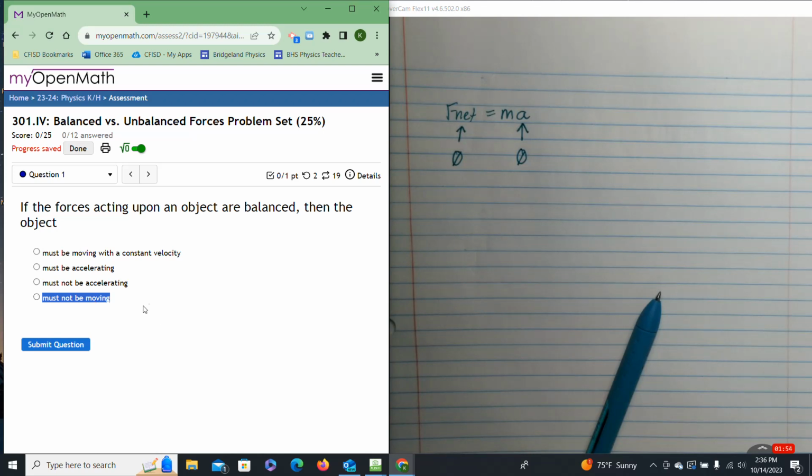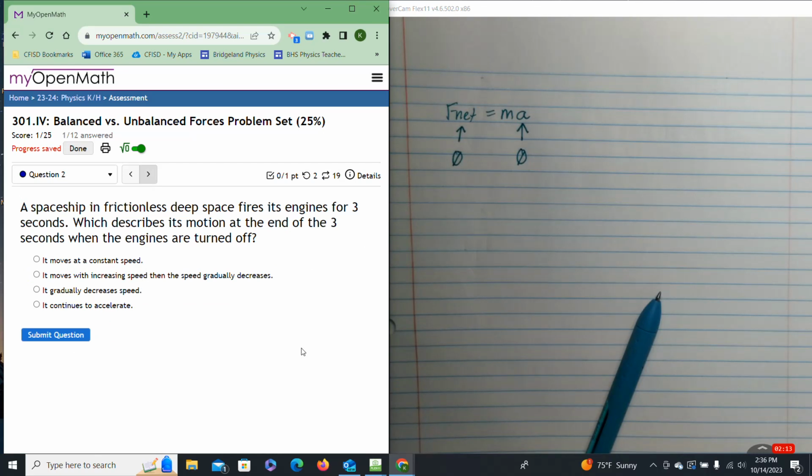The only thing here that is absolutely going to be true is that if the forces are balanced, the object must not be accelerating. It could be moving at a constant velocity. It could be not moving at all. Regardless of which of those is true, it will not be accelerating.